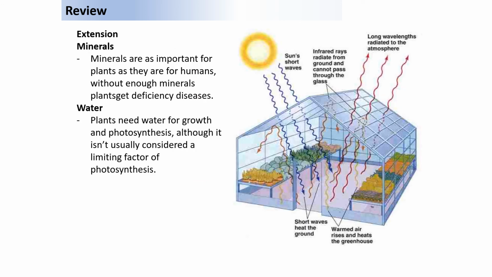Other two factors are minerals and water. Minerals are as important to plants as they are for humans. Without enough minerals, the plant gets deficiency diseases. For water, the plants need water for growth and photosynthesis, although it is not considered a limiting factor of photosynthesis.